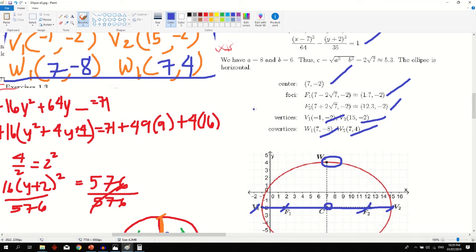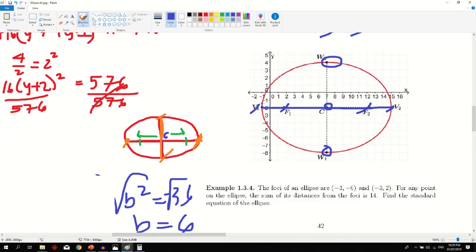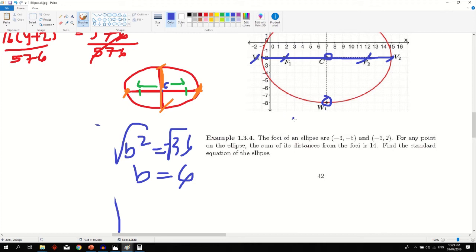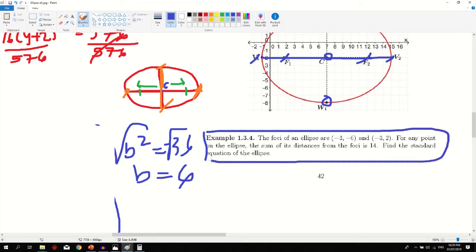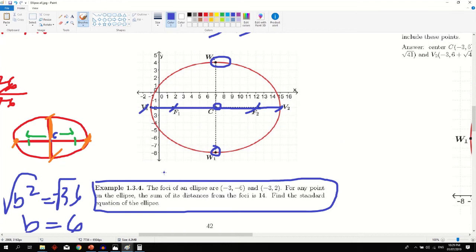It is longer, but still it is manageable. So here we have an example. Ellipse: find the standard equation of the ellipse. So you can now solve this one based on my discussion. I will give you 5 minutes to answer this one, then after that I will show you how it is done. Okay, so 5 minutes starts now.